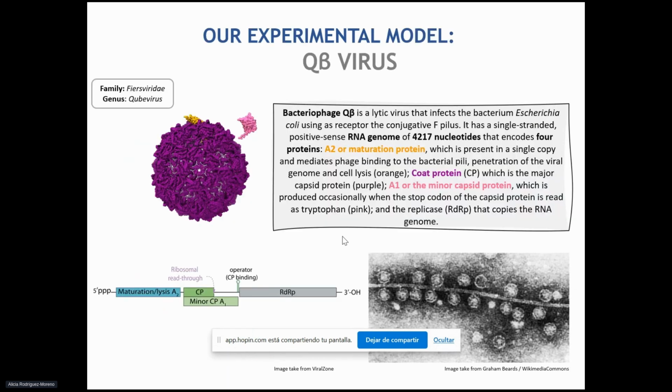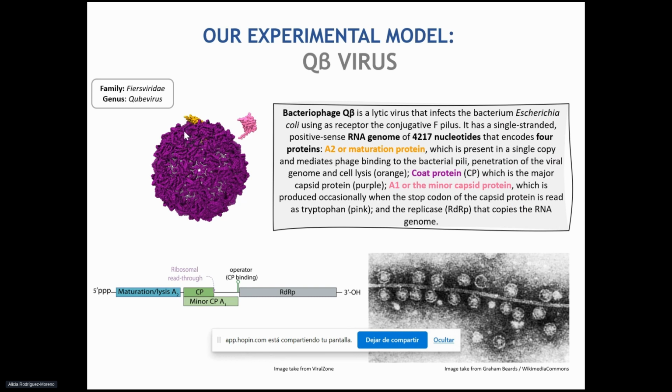So in our lab, we use the Q beta virus as a model. Q beta is a bacteriophage that infects the bacterium Escherichia coli using the conjugative pilus as the receptor. It has a genome of single-strand positive RNA of 4,217 nucleotides. It has no envelope, and the genome encodes for 3 structural proteins and a polymerase.